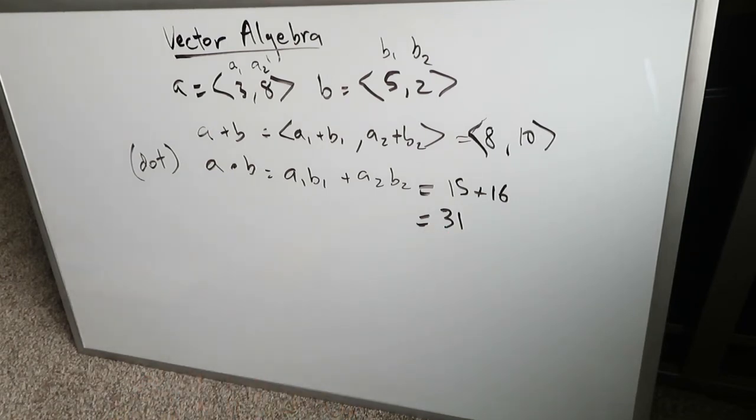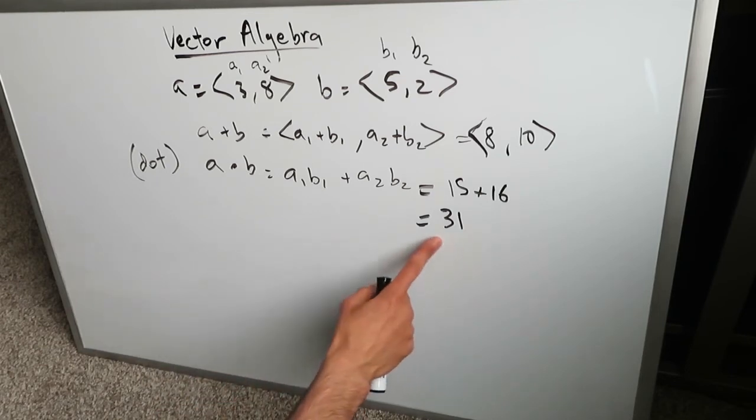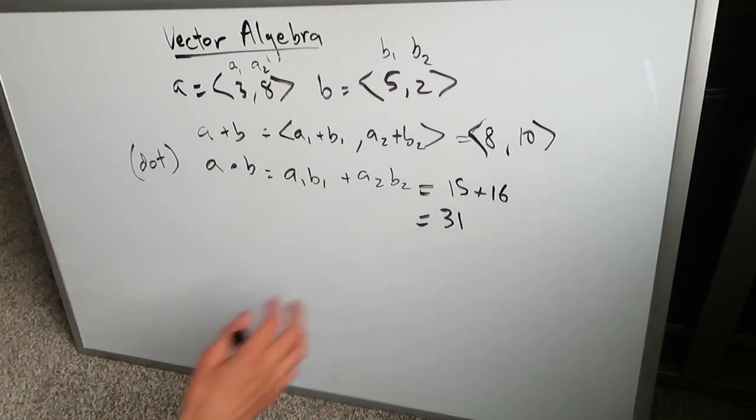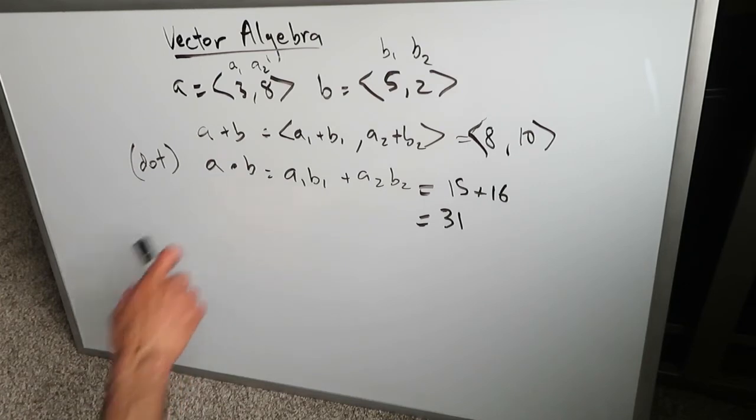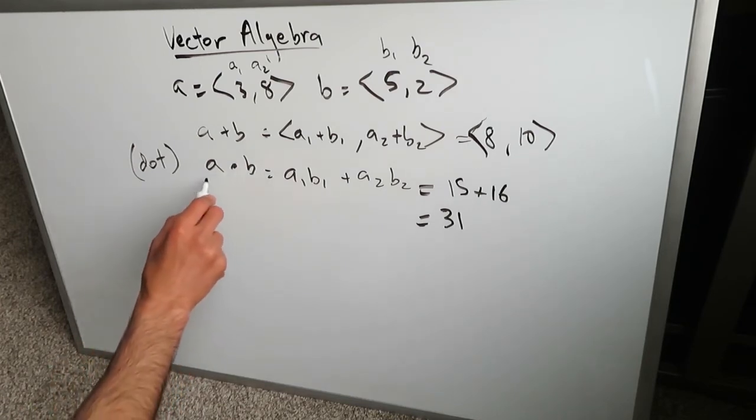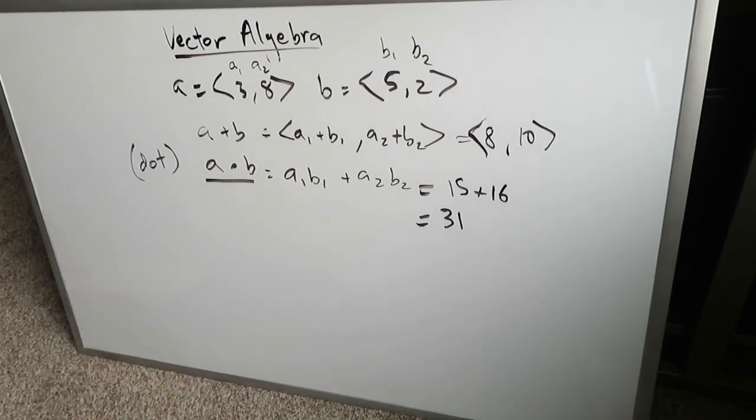You're not getting a vector answer now. You've kind of lost either the magnitude or the direction. It's become a scalar quantity by multiplying. But this right here, the multiplication of vectors, is very important in terms of applications. I want to present some applications over here.